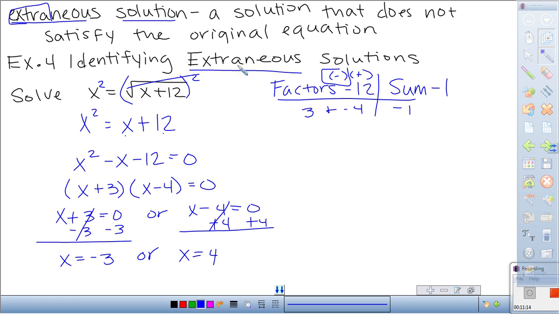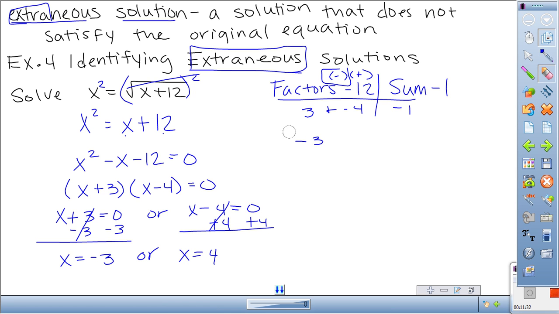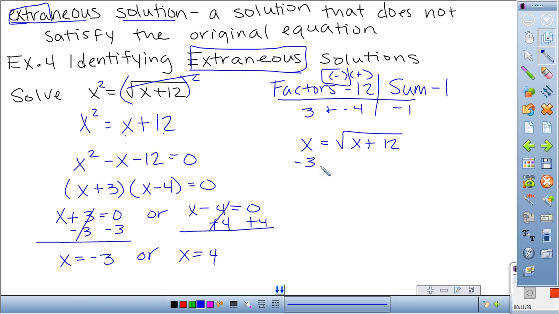So remember, we're trying to find the extraneous solution. So that means both of these may not work. So we just need to check and see which one does and which one does not work. So we're going to plug each one in. So I'll start with negative 3. Actually let me rewrite my equation for you. X equals the square root of x plus 12. So I'll try negative 3 equals the square root of negative 3 plus 12.